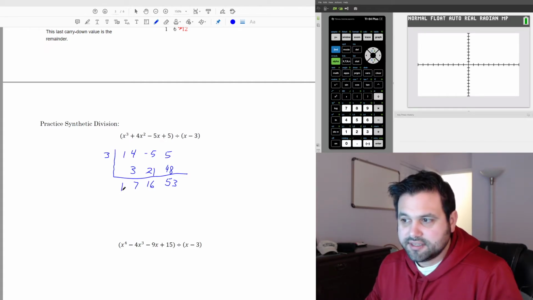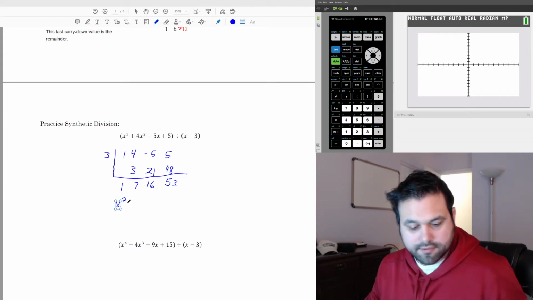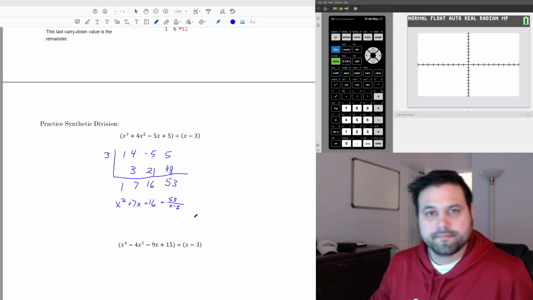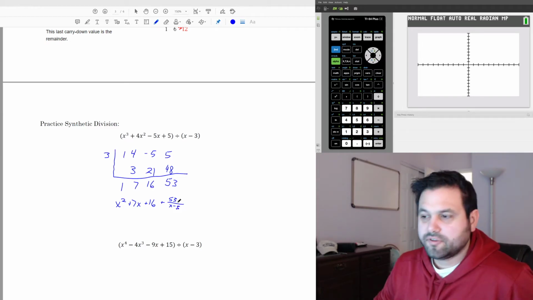So this is the coefficient on x squared. And then it goes in order. So plus 7x plus 16. And then there's our remainder. Okay, so there's synthetic division.